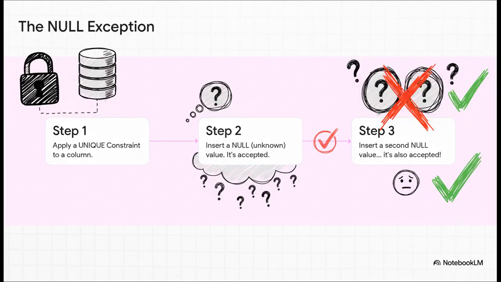Okay, so this is where it gets a little mind-bending. You apply a unique constraint to a column. Then you insert a null value, which just means the value is unknown, and yep, the database takes it, no problem. But then you try to insert a second null value, and it works too. Wait, what? How is that possible? How can a supposedly unique column have two of what looks like the same thing?